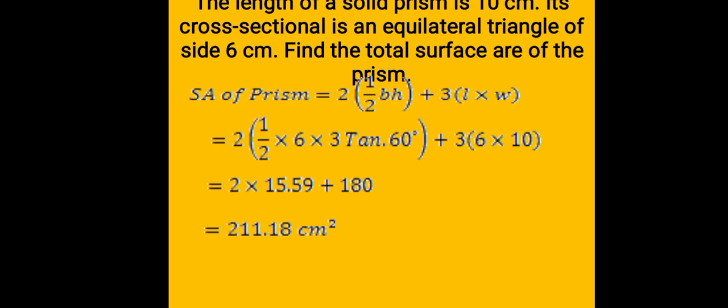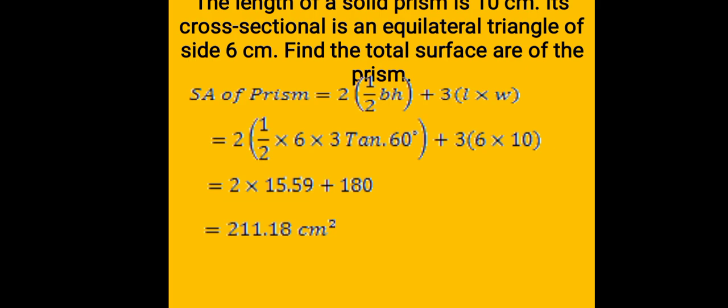The length of a solid prism is 10 centimeters. Its cross section is an equilateral triangle of side 6 centimeters. Find the total surface area of the prism.